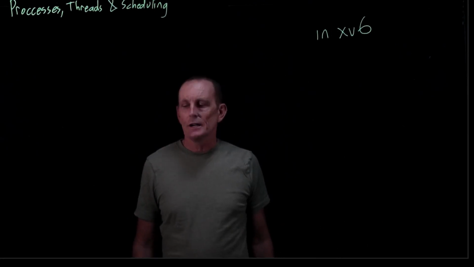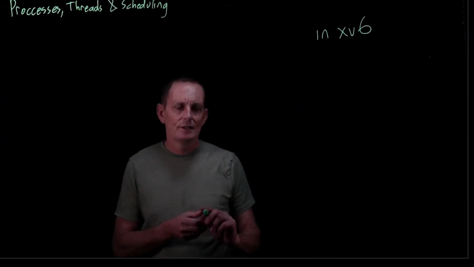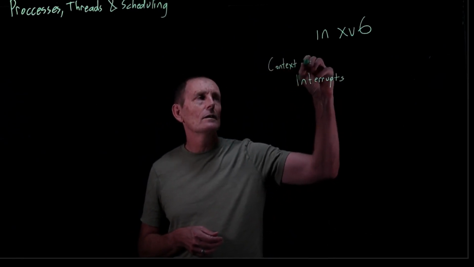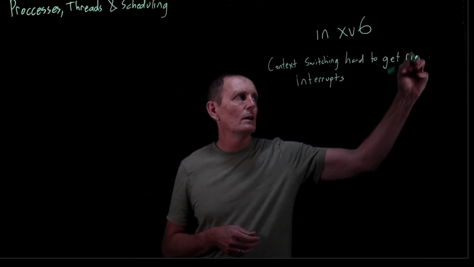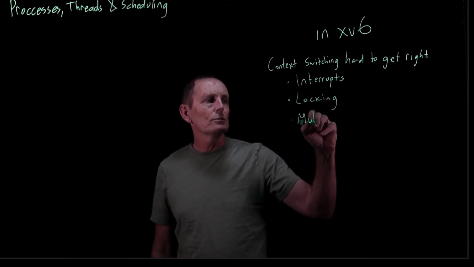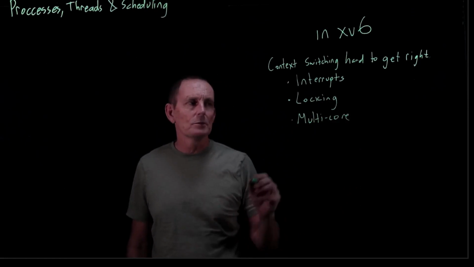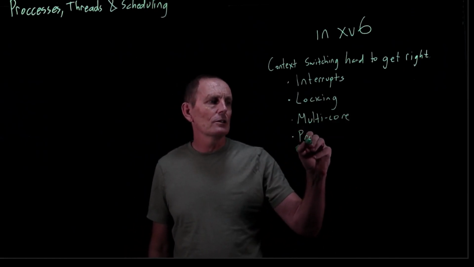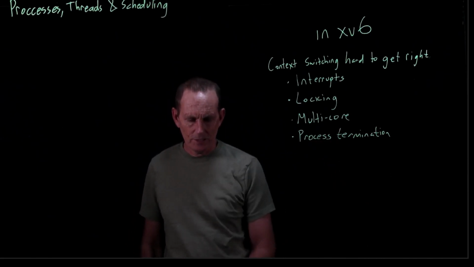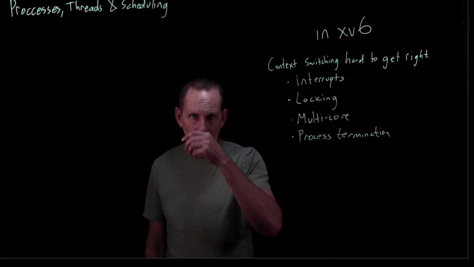Context switching can be hard to get right for several reasons. First, we've got interrupts happening. What else do we have? We have locking. We have multi-core issues, so we have to deal with the fact that we have multiple cores, and then we also have process termination. We're going to deal with aspects of all of these as we talk about what happens in xv6.